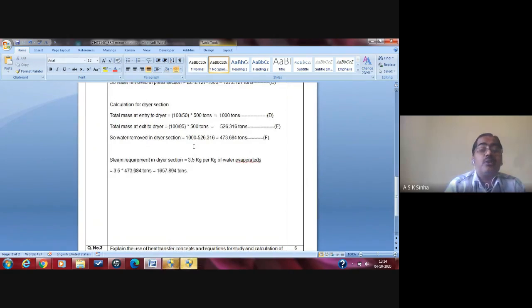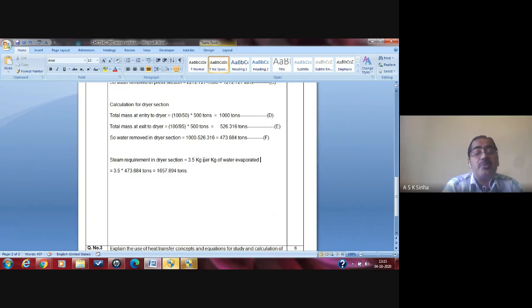So now come to the steam requirement. How much steam should be fed to the dryer section for drying the paper on a daily basis? You can see here the steam requirement in the dryer section is already given in the numerical. The average is 3.5 kg per kg of water evaporated. So this is given. Again, this depends on the quality of the paper.